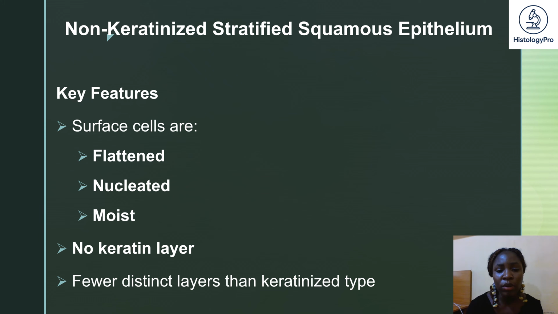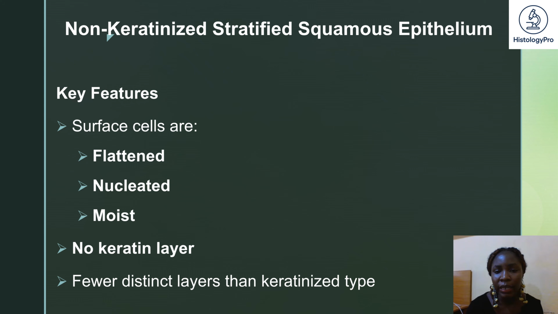Importantly, there is no keratin layer. Therefore, there is no stratum corneum, also known as the onion layer, which is composed of dead cells. As a result, this epithelium does not form a waterproof barrier like the epidermis of the skin. Additionally, the layers are less distinctly organized compared to the keratinized type.